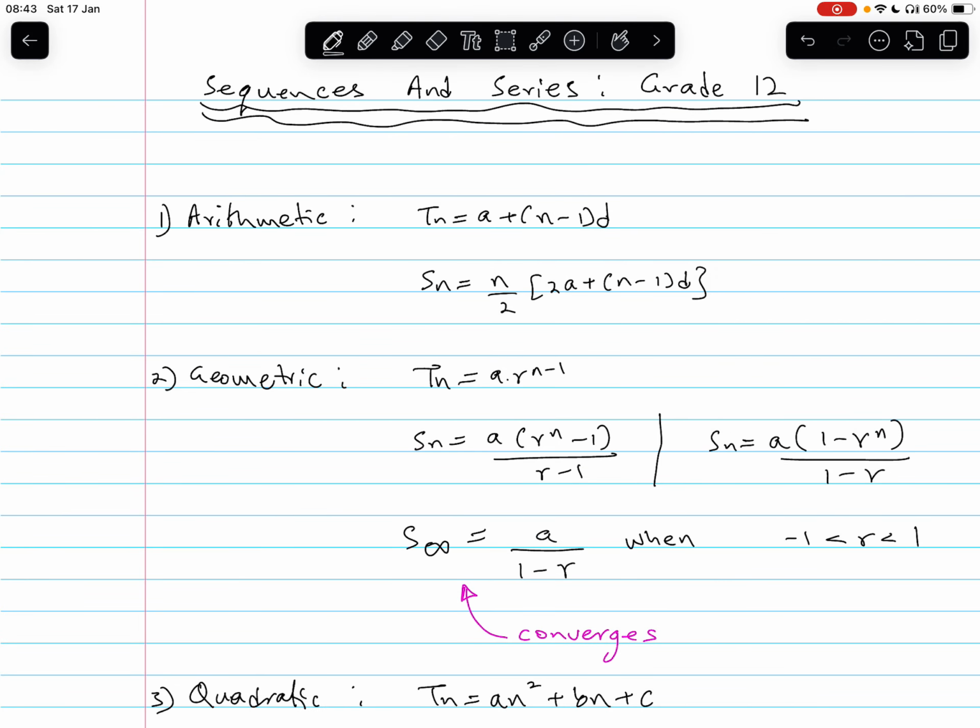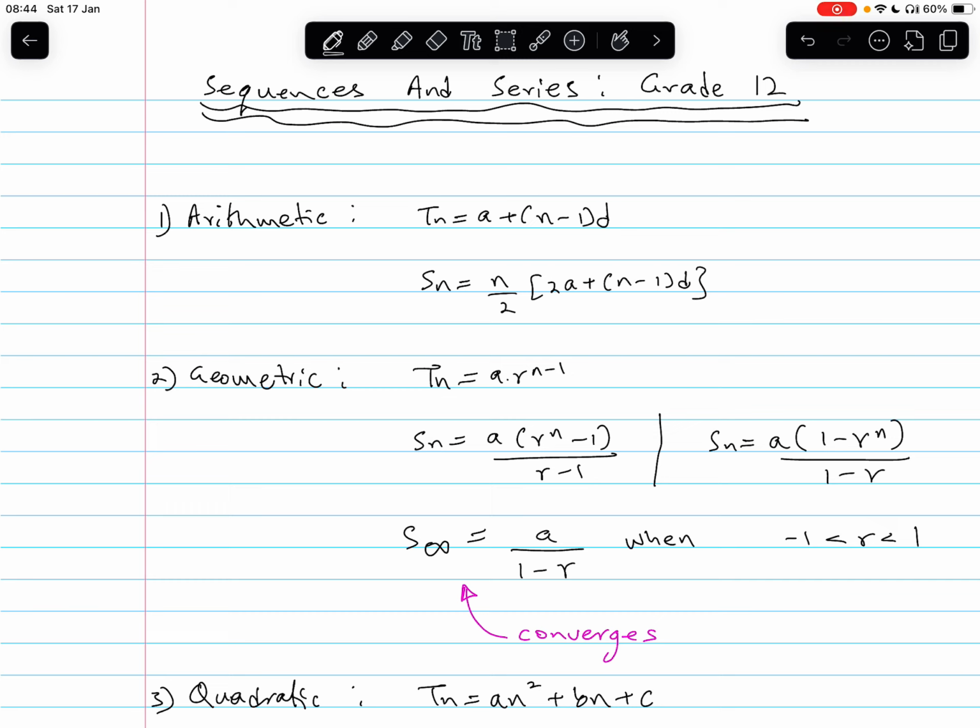Okay, so we continue with sequences and series for grade 12. We've looked at arithmetic sequences and geometric sequences and also quadratic sequences. So now let's dive deep into this chapter. We're going to look at the series for this and look at the sigma notations.